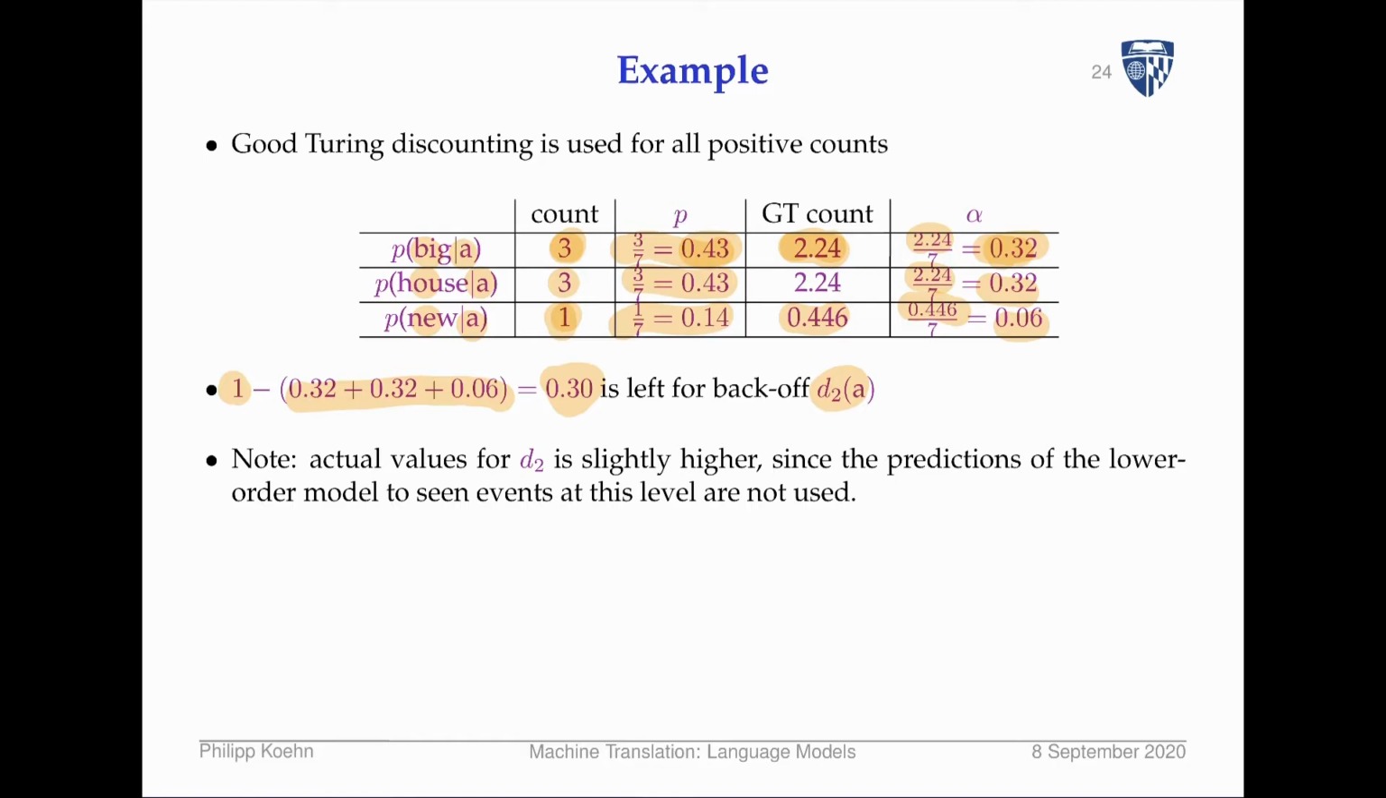So there's one tiny note here: if you do this properly, the D2 actually has to be slightly higher than that, and that has some technical reasons, not entirely obvious at first, but then probably pretty plausible. We never back off to a prediction that we're going to predict the word big, or the word house, or the word new.